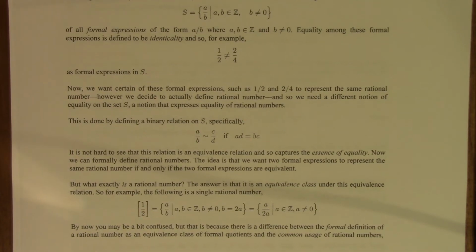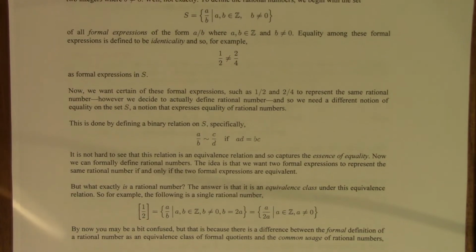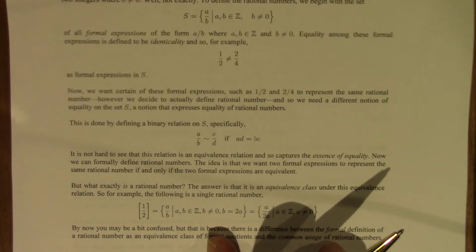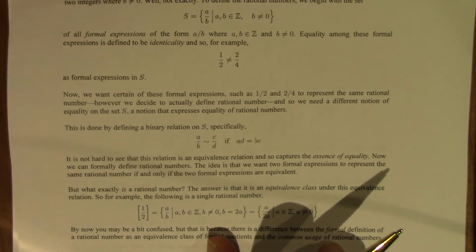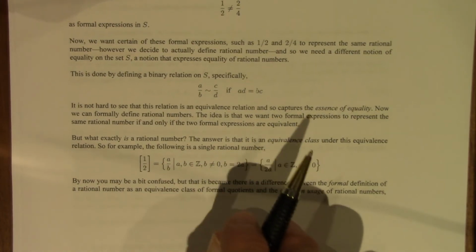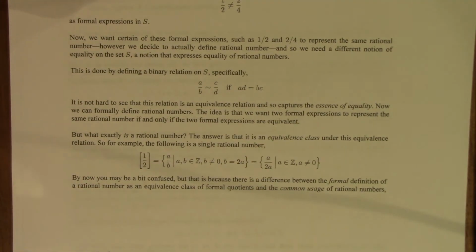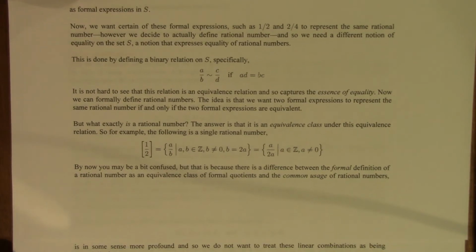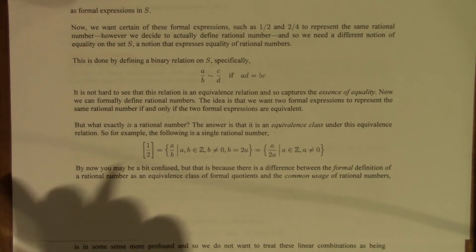It's not identicality, but identicality and equality are not the same. Identicality is kind of a physical concept, whereas equality is a mathematical concept. The idea is that we want two formal expressions to represent the same rational number if and only if those two formal expressions are equivalent.